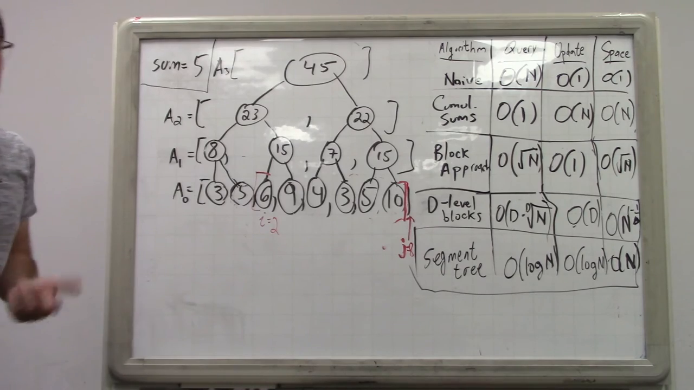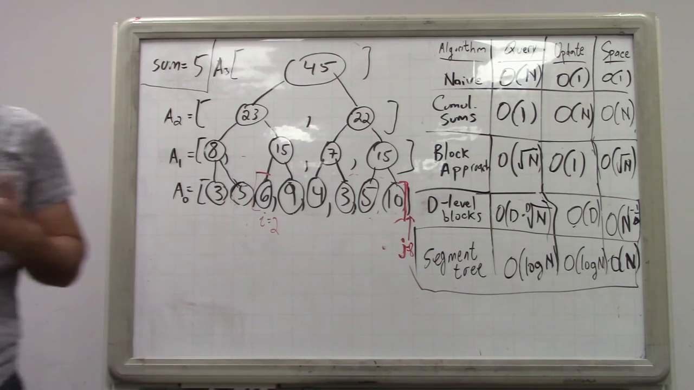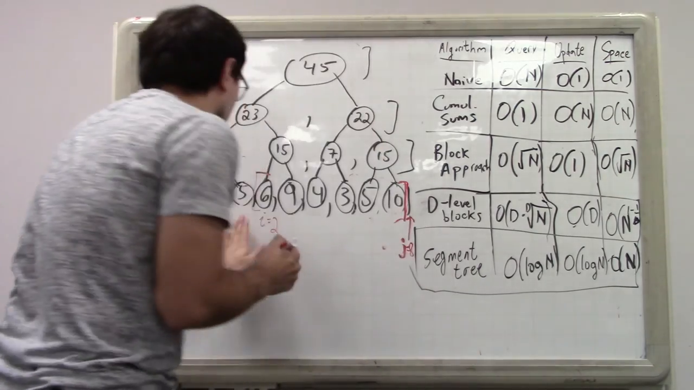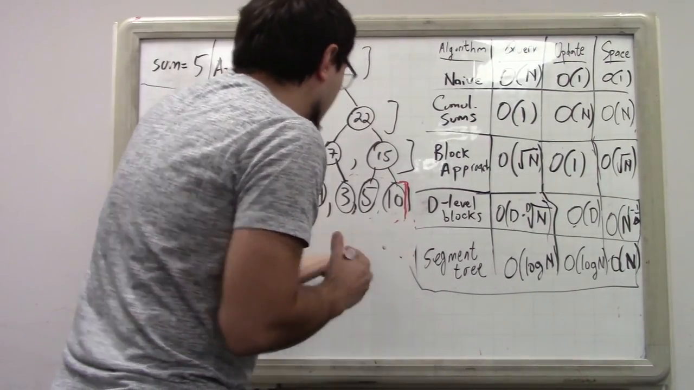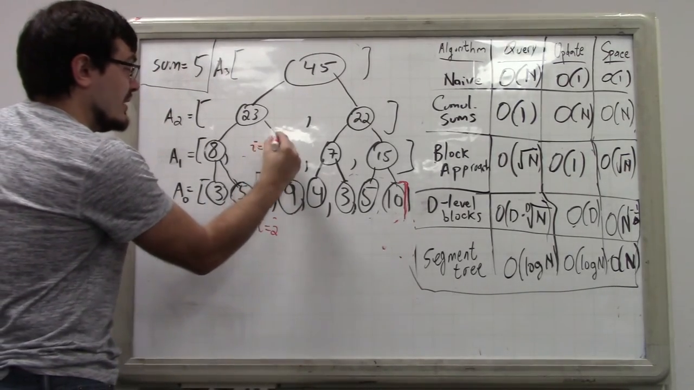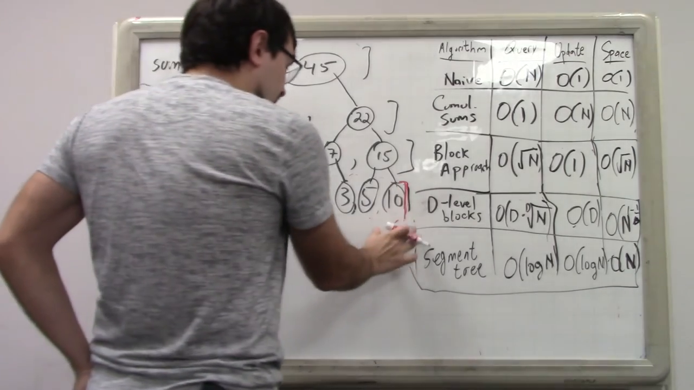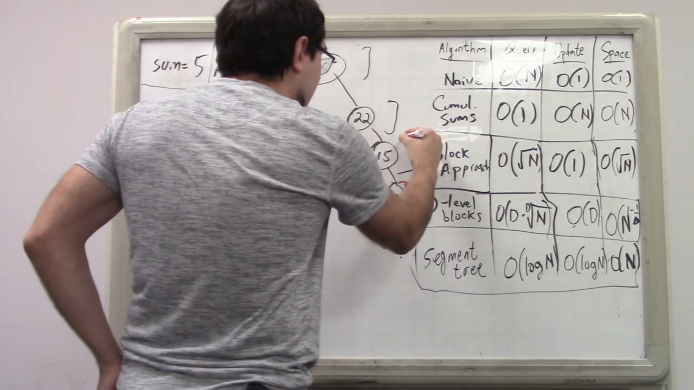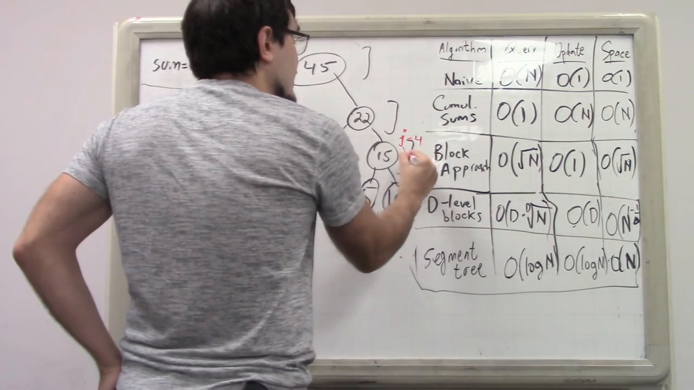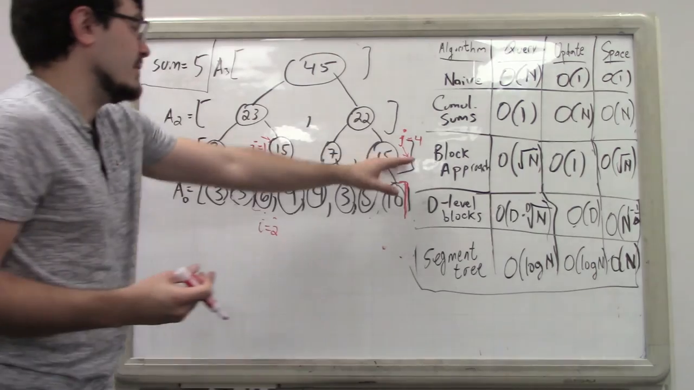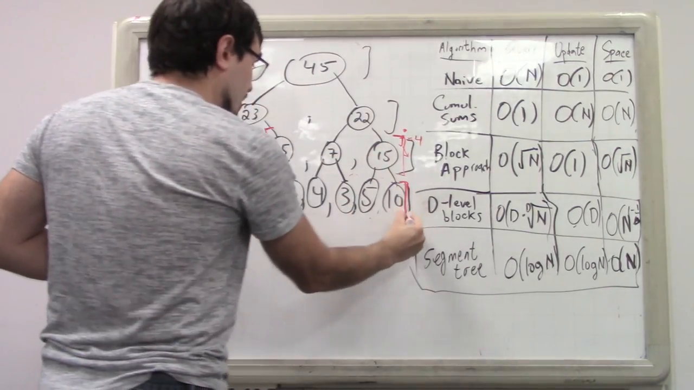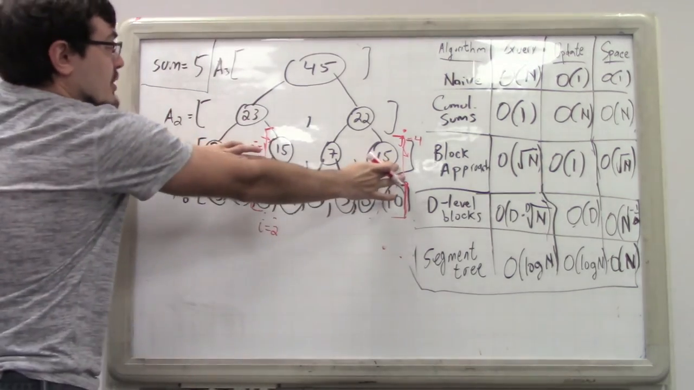So how do I promote? I just cut all the indices in 2, because there's a 2-for-1 relationship. So now I look at the next level, and i was 2 down here, so now i equals 1. And that's this one. And here j was 8, so now j equals 4. So that points past the end of this. It's basically non-inclusive. So now we have this range at the next level. We took this range and shrunk it to this range.